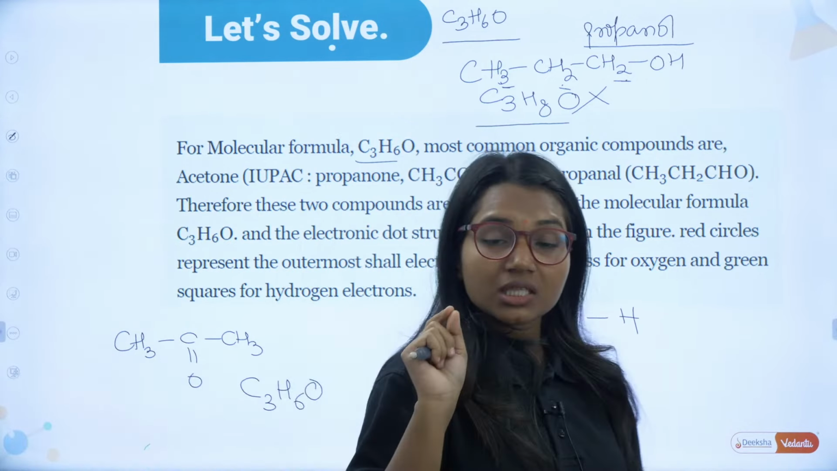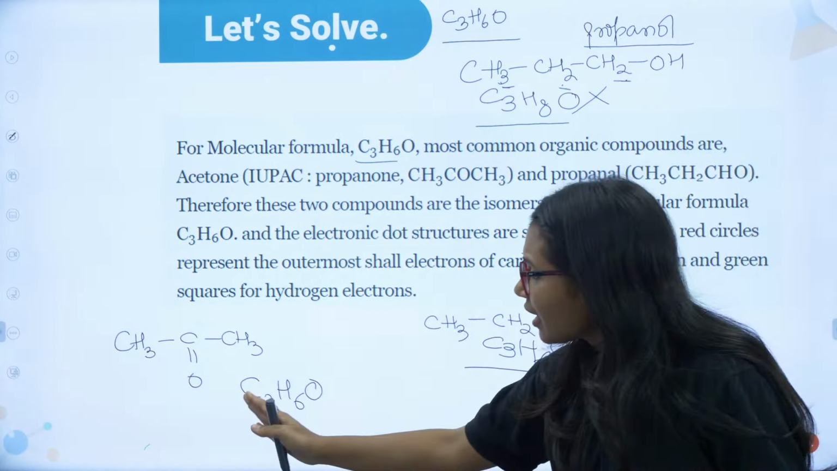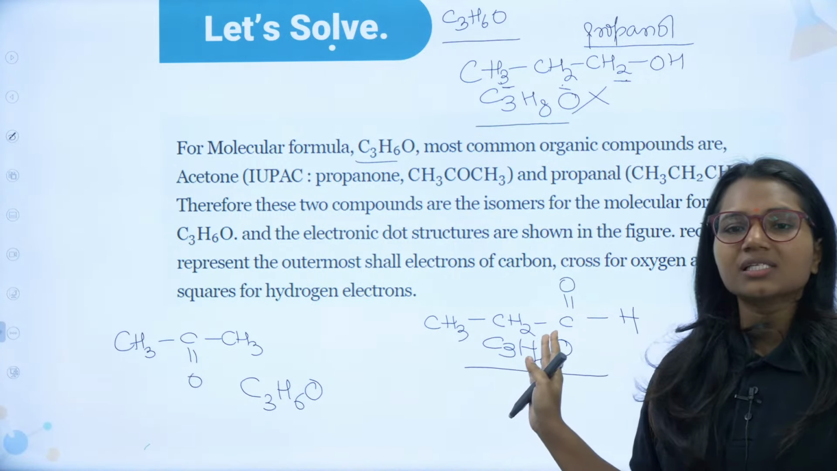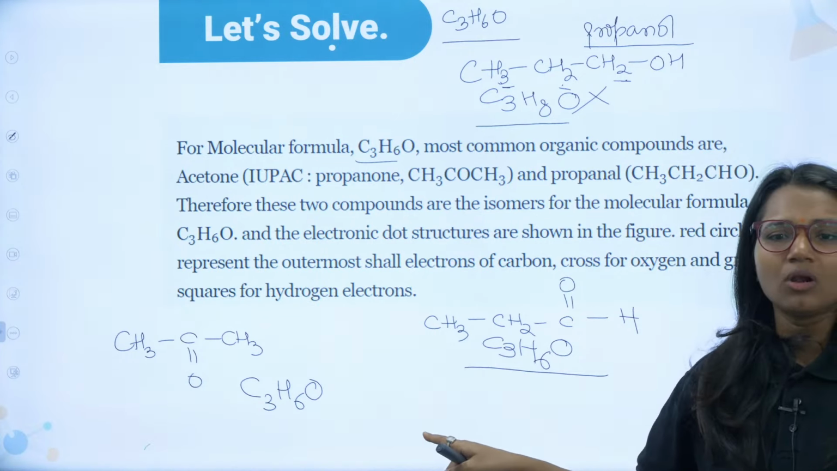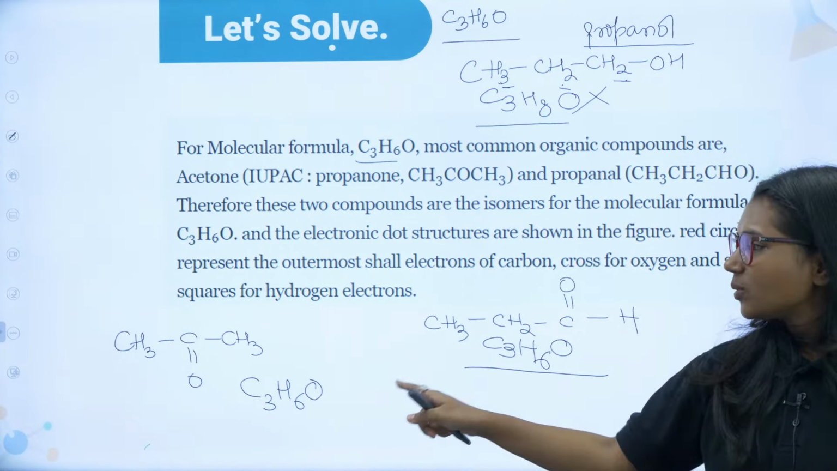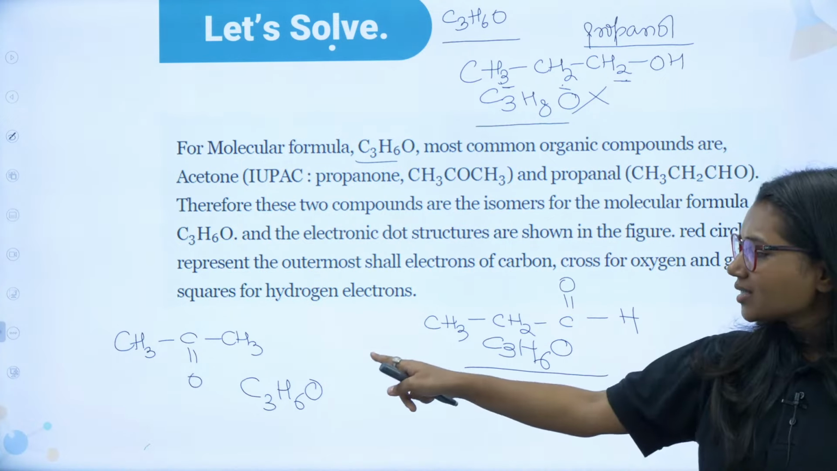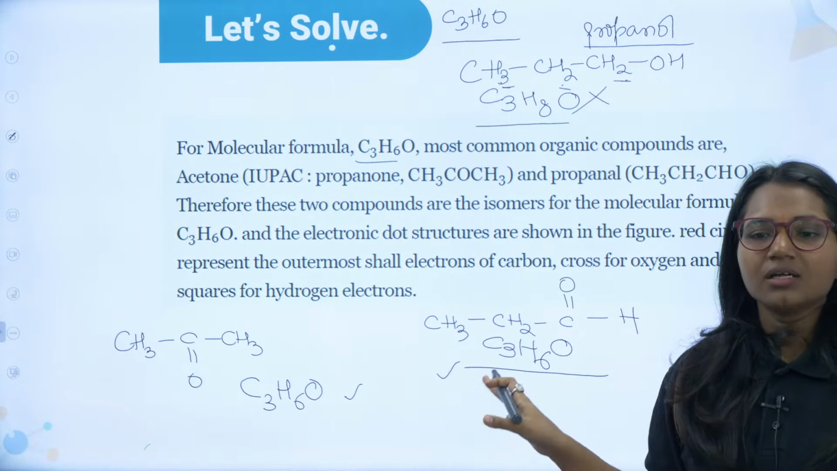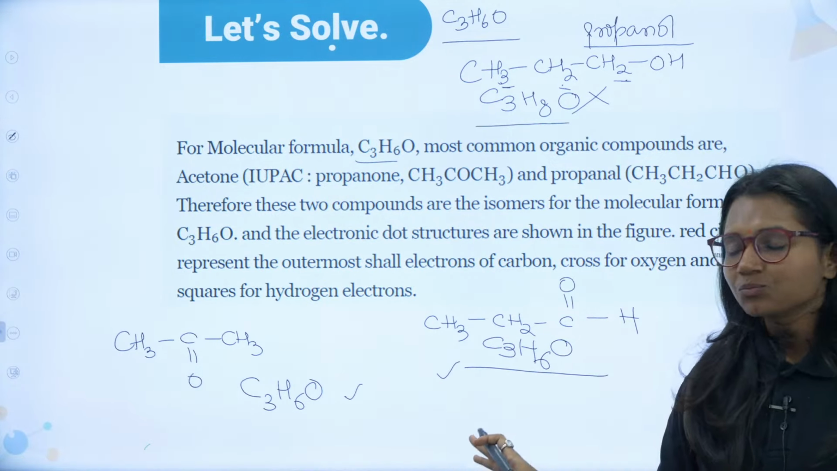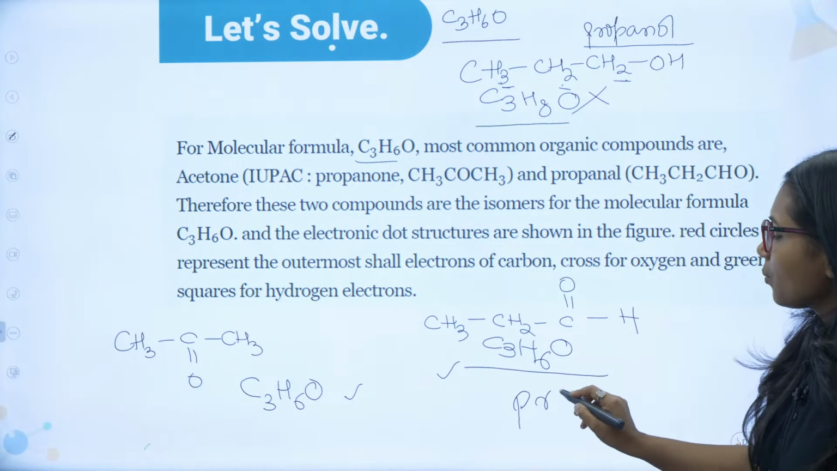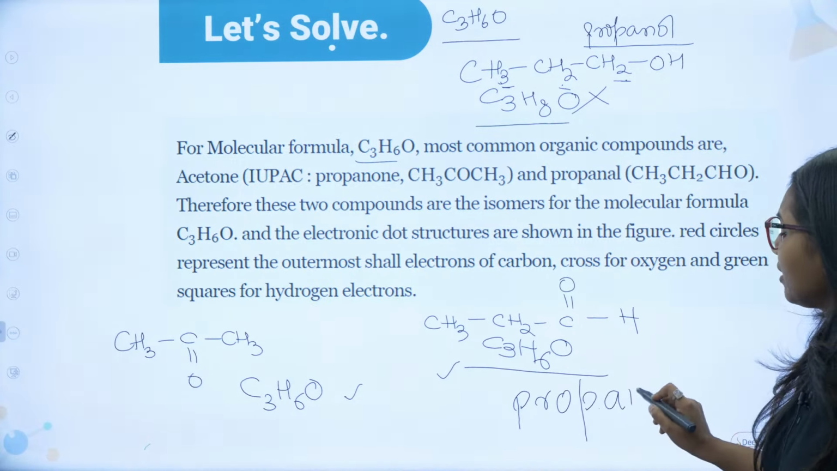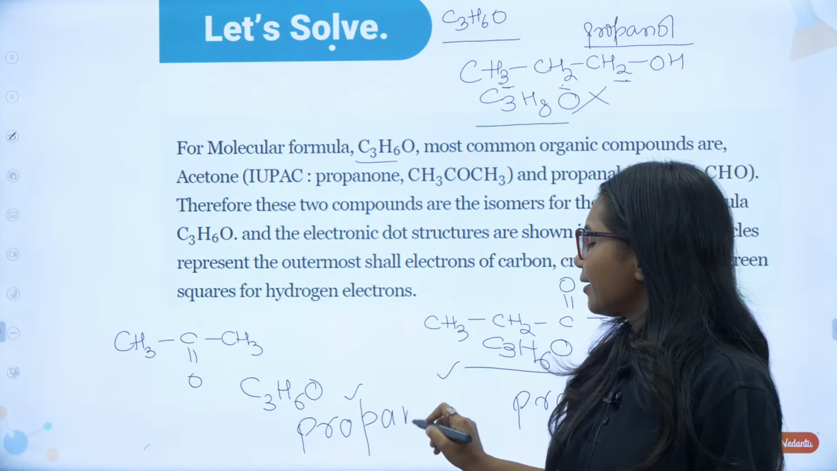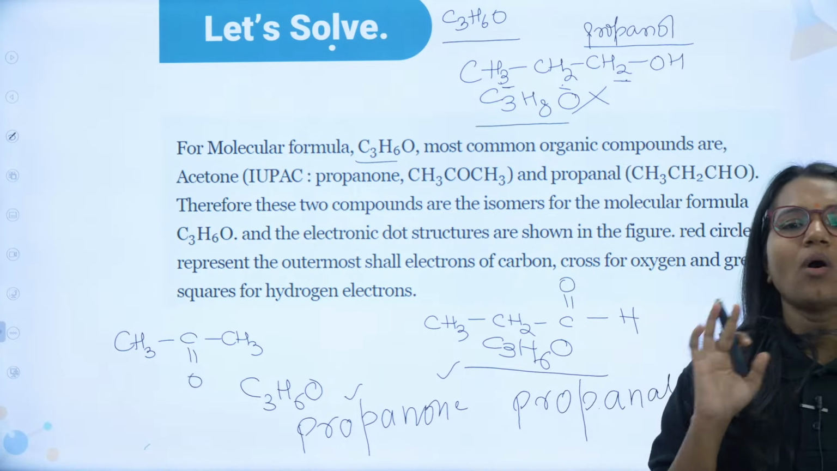It means that with C3H6O, there are two compounds which are possible. Correct? Both these compounds have the same molecular formula. What is the difference between these two? Their molecular formula is the same, their structure is different. So they are isomers. This compound is propanal. This compound is propanone. One ketone, one aldehyde.